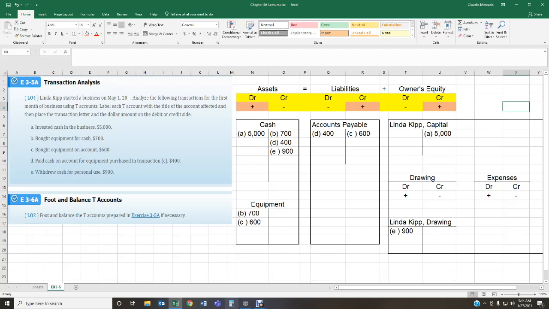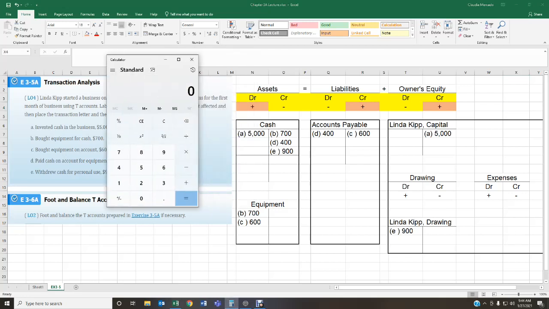So in this case, we're going to go ahead and get my debit side, which is 5,000. And then I'm going to subtract everything on my credit side. And that gives me $3,000. So that means that that is the balance on my cash account. So 5,000 debits. Now let's add these together. My credits first. 700 plus 400 plus 900. That gives me 2,000. So I've got a debit of 5,000, a credit of 2,000.